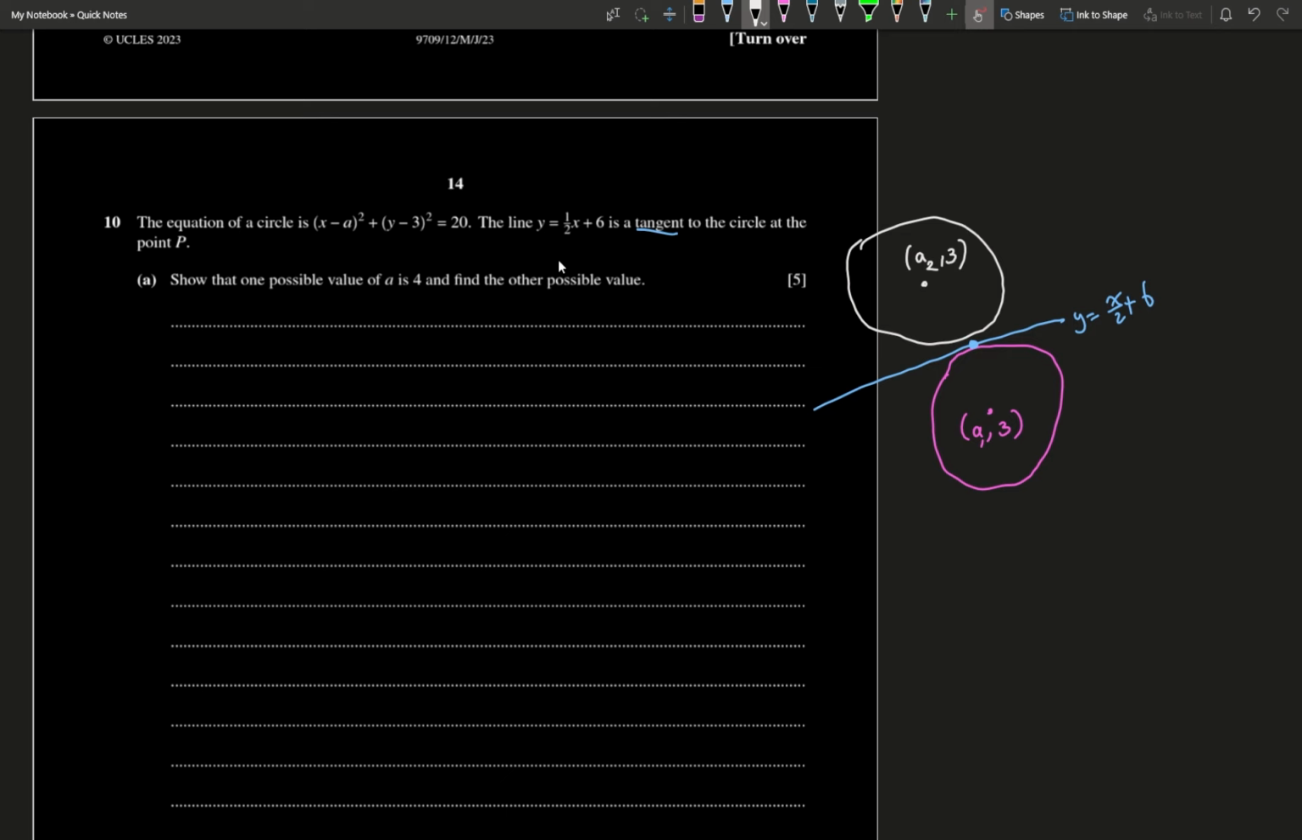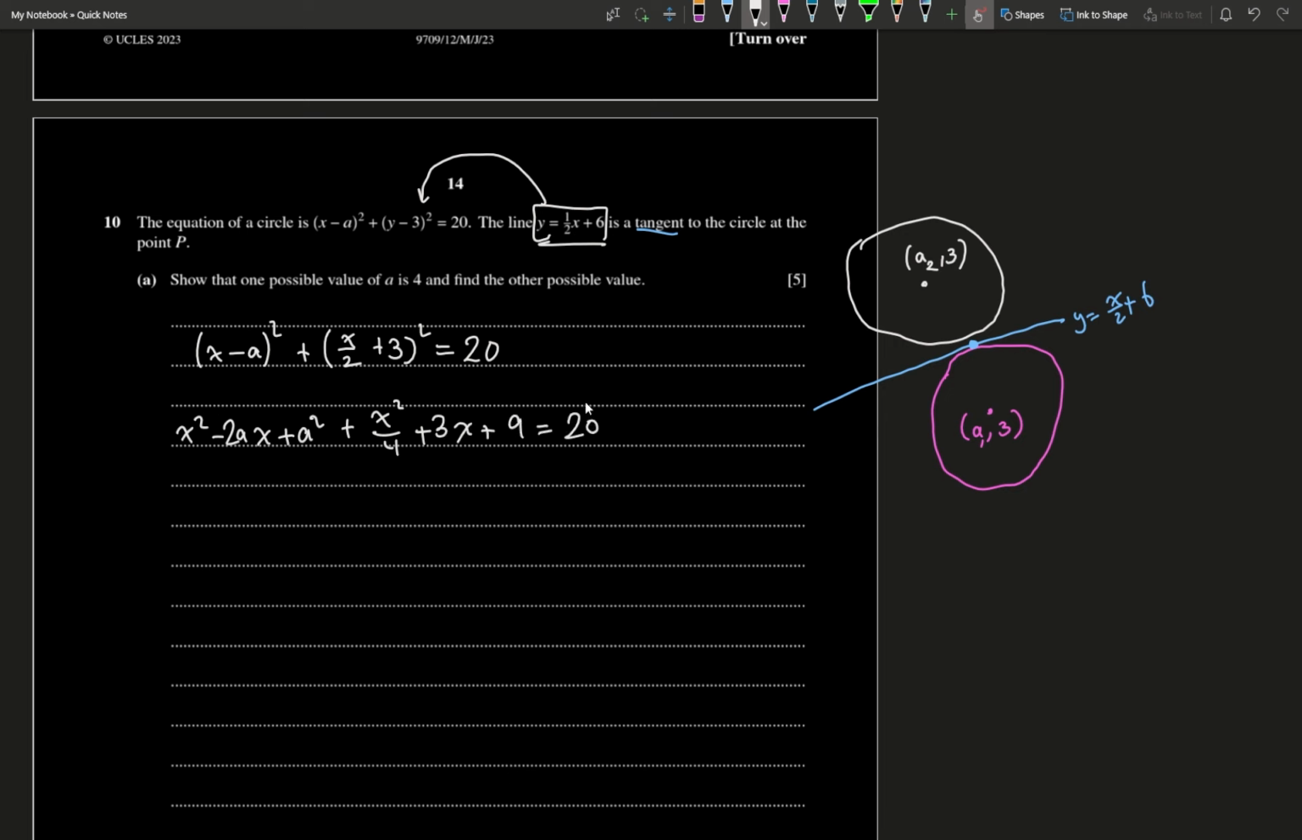Okay, let's go back to the question. The first thing we'll do is substitute the y equation of the line into the equation of the circle, so we'll end up with x minus a squared plus y, which is x over 2 plus 6 minus 3, plus 3 squared is equal to 20. Expand and we'll end up with x squared minus 2ax plus a squared, plus x squared over 4 plus 3x plus 9 is equal to 20. Subtract 20 from both sides and the 9 will become negative 11.